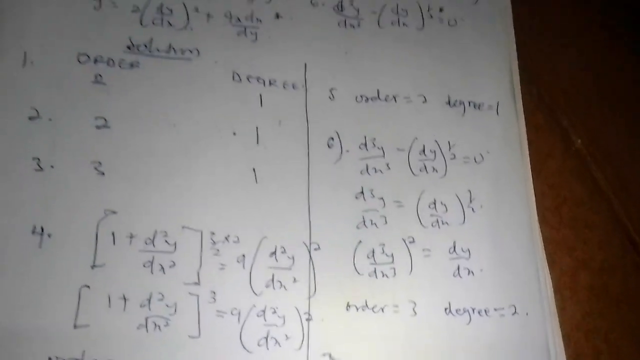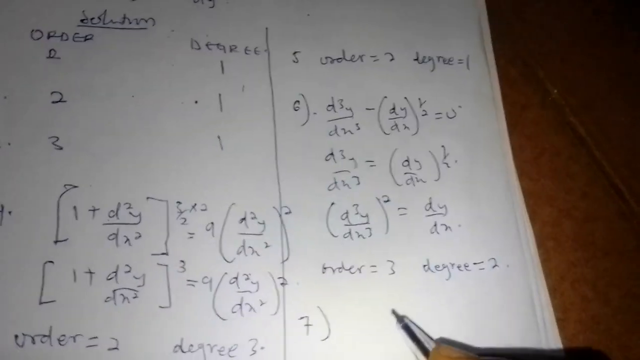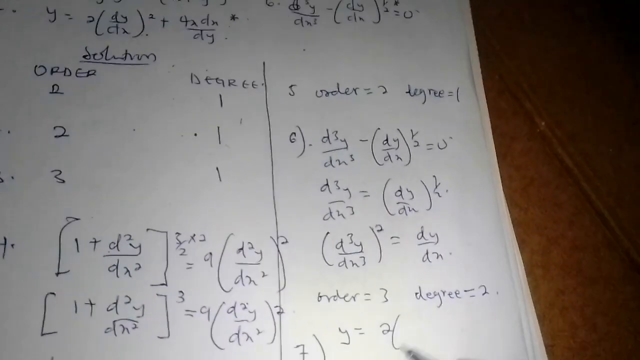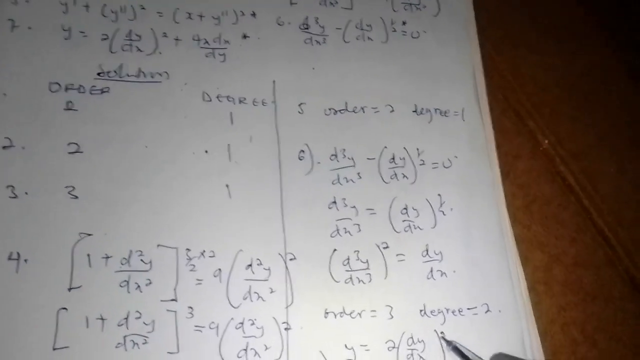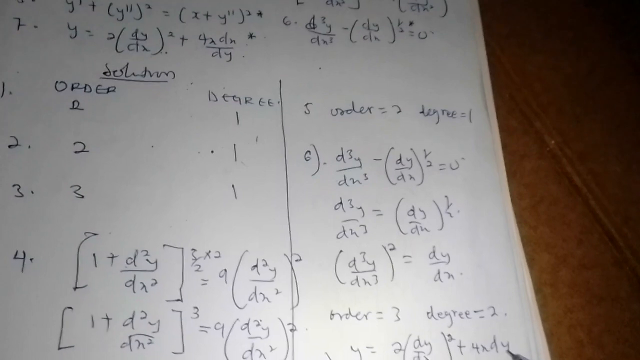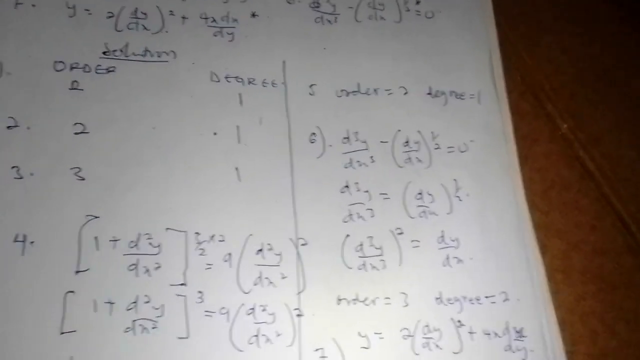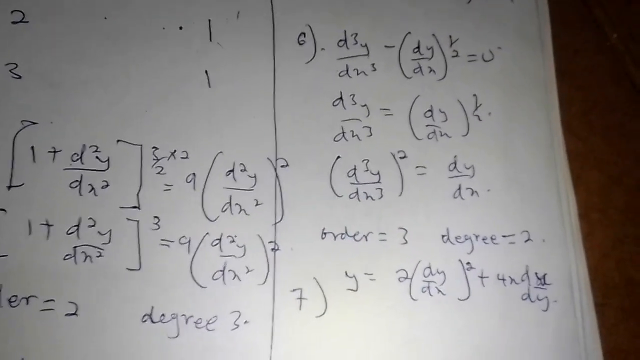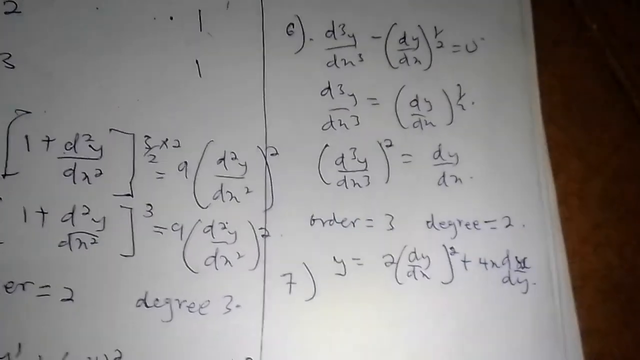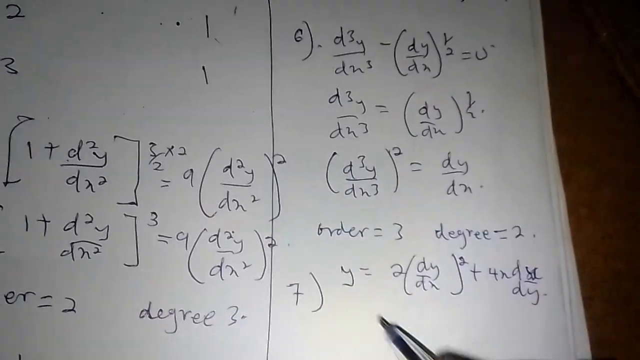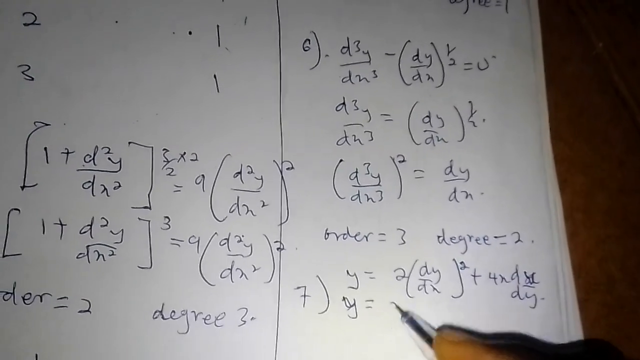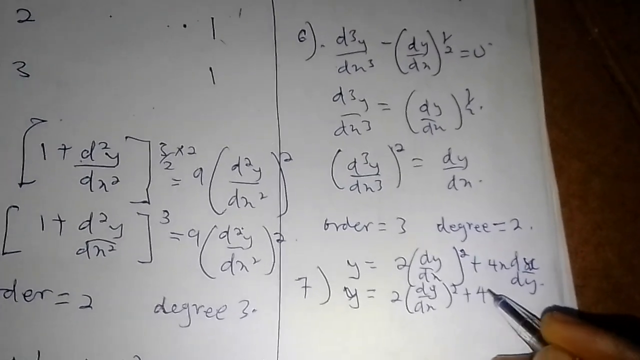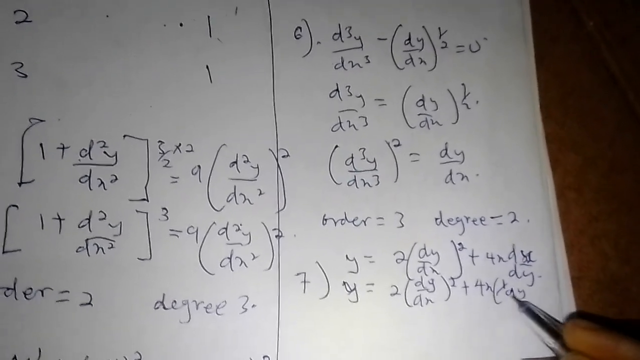Final question, question 7, also having an asterisk, meaning it's a special case, so take note of that, and it is very tricky. So we have y equal to 2 multiplied by (dy/dx) all squared plus 4x over dy/dx. Take note of that, the x over the dy/dx, meaning that we have to find the dy/dx there. So here you can't conclude anything. So this is the same as y equal to 2 open bracket dy/dx all squared plus 4x multiplied by 1 over dy/dx.